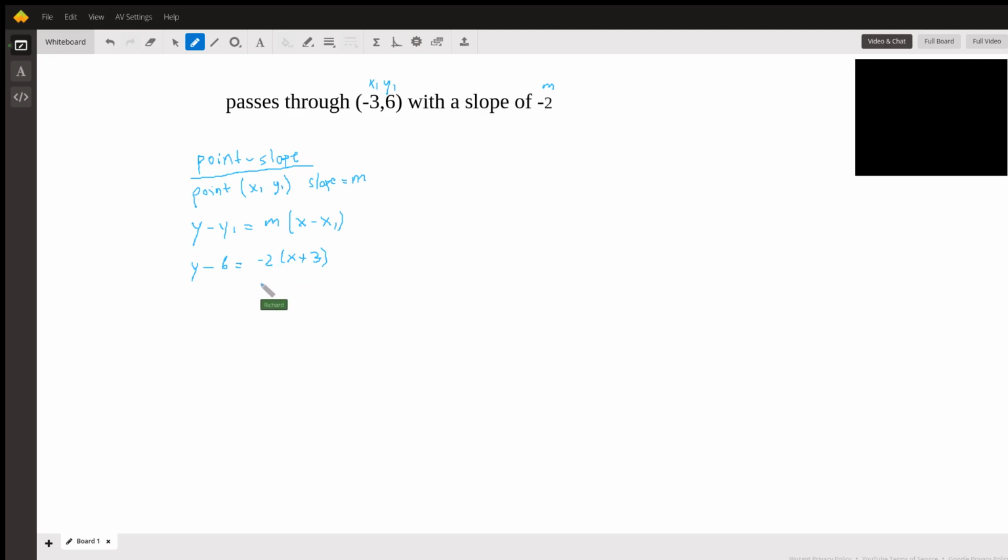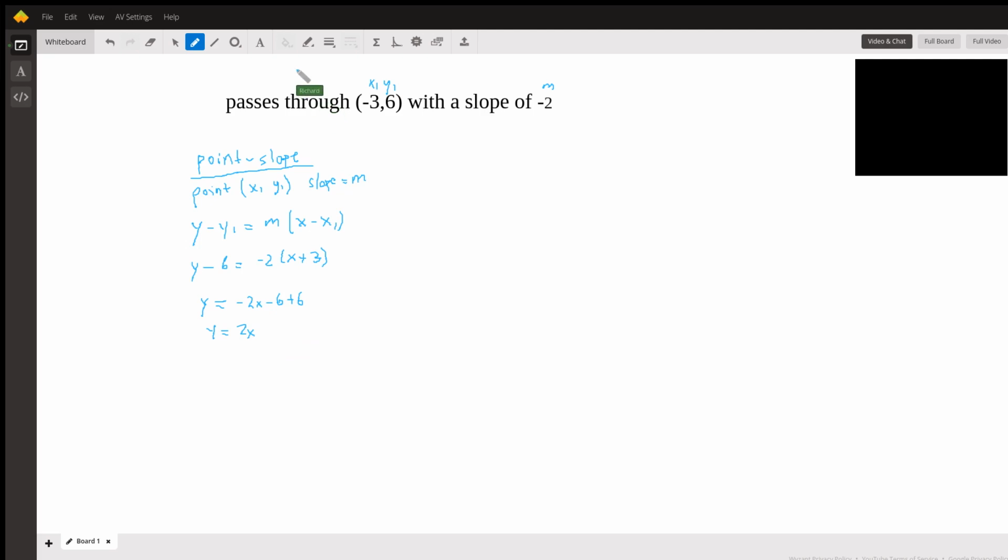If you want to, you can convert this to slope-intercept, which we're going to do in a minute. But to convert this, we would just bring over the 6. Let's distribute the negative 2. So negative 2x minus 6. And then it's going to be a plus 6 when this negative 6 comes over, becomes plus 6. So y equals negative 2x would be our answer in slope-intercept form.